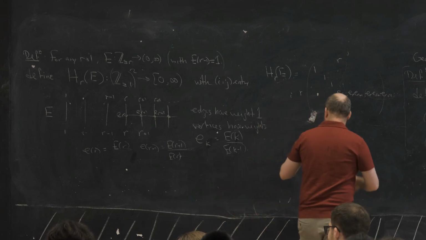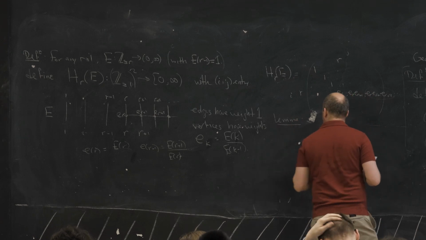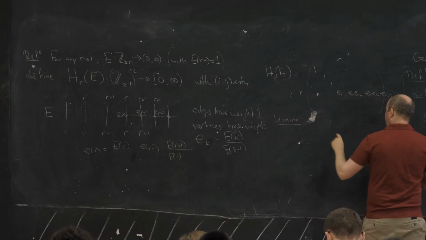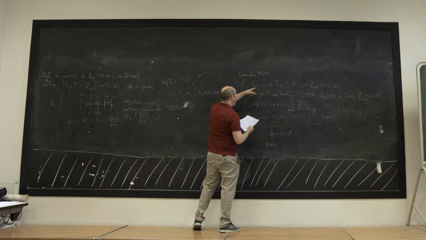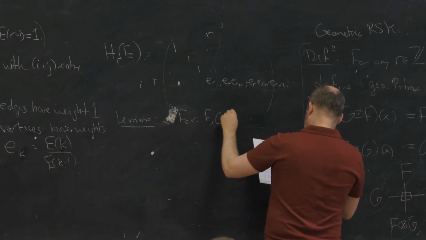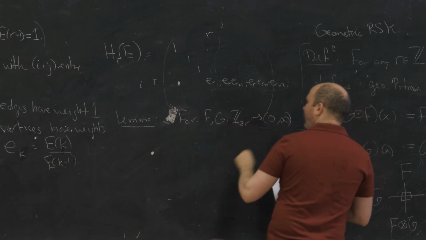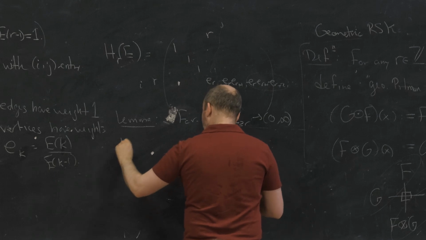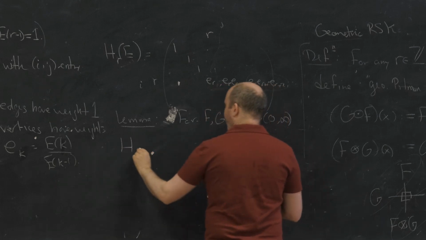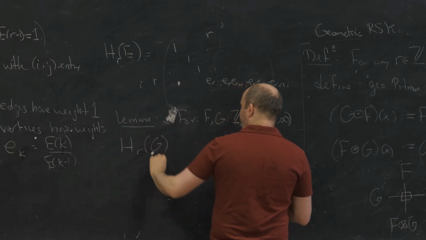Well, here's the key identity that makes everything work, which is that for any f and g of this sort, so for f and g from z equal to r to 0 infinity, I have the following equality. I'll write it in matrix form, and then I'll draw a picture. And you'll see the picture looks a little familiar.